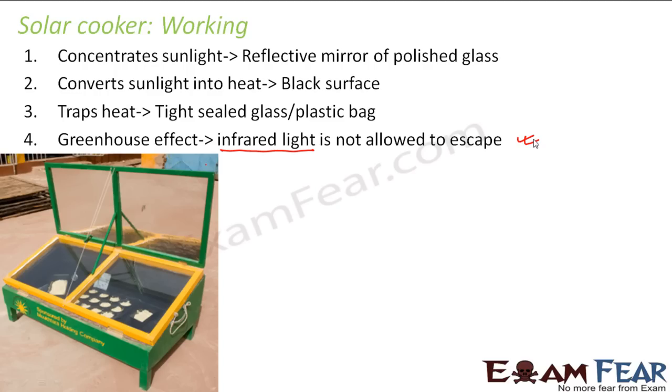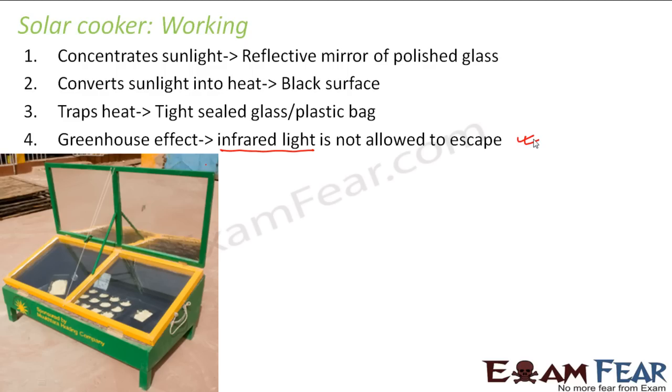We supply heat from our gas stove, and that heat increases the temperature and boils the vegetables or water or whatever is there. So similarly, in this case also, we want more and more heat to get collected inside the solar cooker. In order to collect more and more heat, we have made all these arrangements. Firstly, we have used a polished glass to focus the sunlight, to concentrate more sunlight entering into the cooker. Secondly, we have used black surfaces or black containers inside so that they can absorb more and more heat.